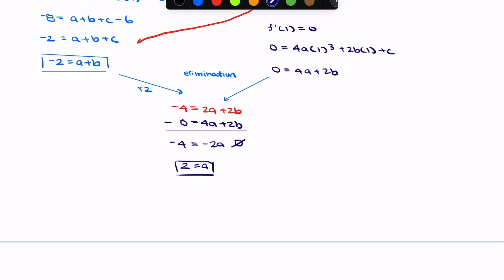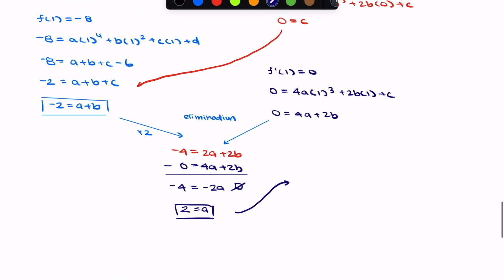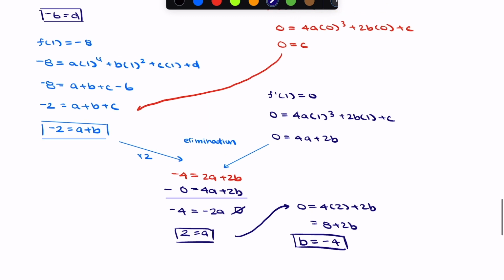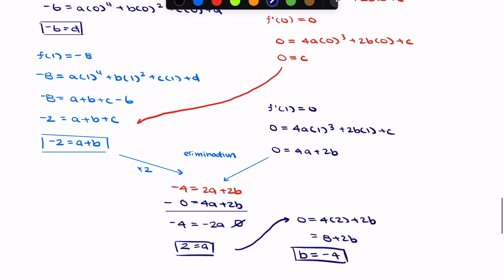So 2 is equal to a. Sub that back into the equation. We see here 0 = 4 times 2 + 2b, which equals 8 + 2b, and therefore b is equal to -4. So here we see that a is equal to 2, b is equal to -4, c is equal to 0, and -6 is equal to d.